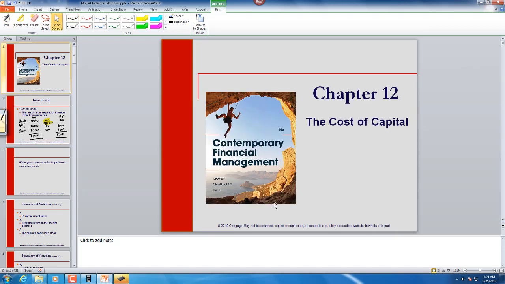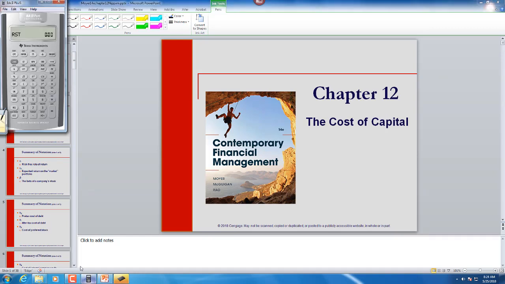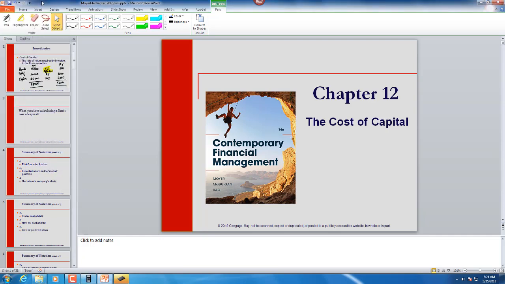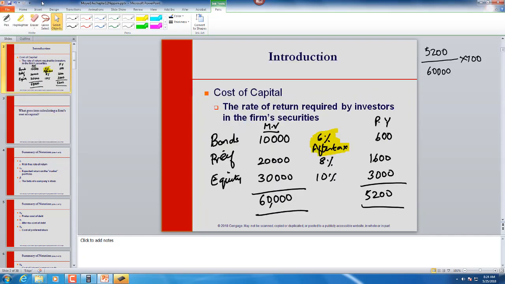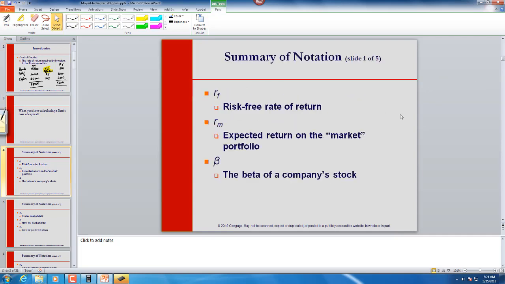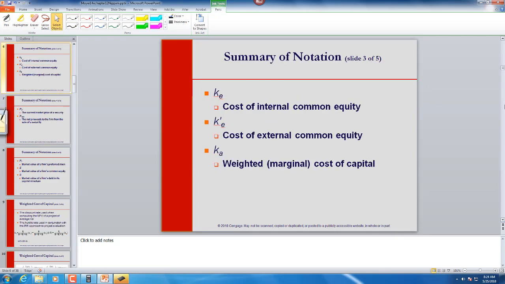Now how much would that come to? Let's check it out. 5,200 divided by 60,000, multiplied by 100. 8.67. Now this is known as the overall weighted average cost of capital, or I think in this textbook they call it KA.